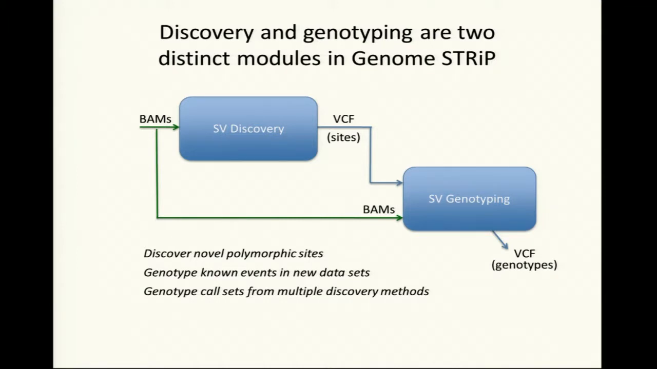And by splitting these two things up in the software, it allows us to combine things in different ways. You can go in with a new data set and discover novel polymorphic sites, or you can just genotype known events in new data sets or in existing data sets. And this has also allowed us to take calls made by other SV callers in 1,000 genomes, for example, and then genotype them in Genome STRiP. And that's the way the 1,000 genomes project deletion calling was done.